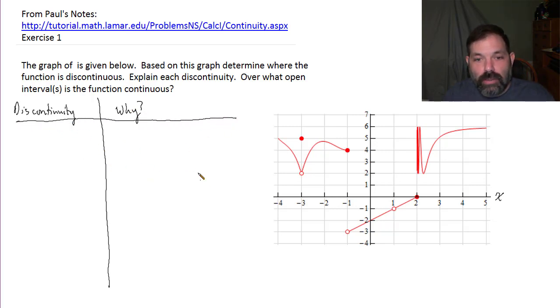We have a discontinuity at x equals -3. So let's explain why. It looks like as x approaches -3, the limit exists. The limit is 2. However, the function value at -3 is 5. So the reason would be that the limit as x approaches -3 of f of x is not the same as f of -3. That's the reason why we have a discontinuity.